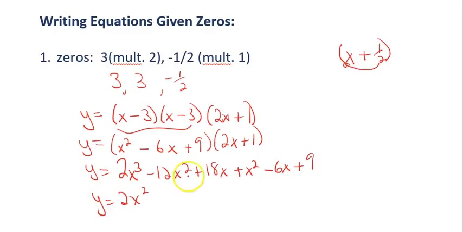So 2x squared, you can combine like terms, so I get negative 11x squared. Excuse me, that was a 2x cubed. Negative 11x squared. I have 18x minus 6x is 12x, and then plus 9. So this is the polynomial that would have factored to this and given us those zeros. It's kind of like working backwards.